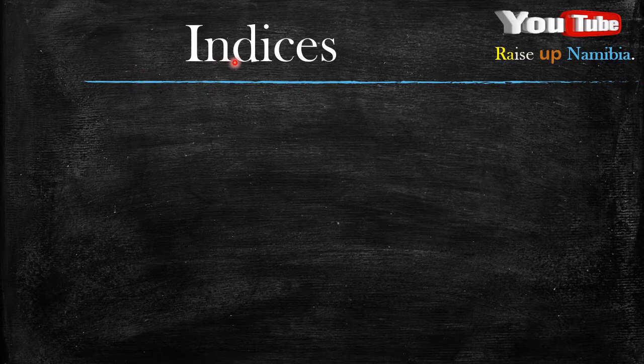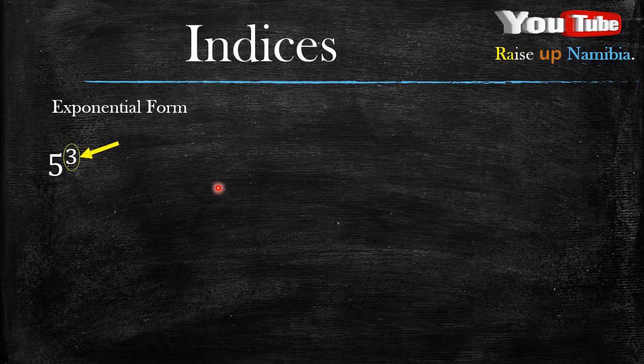Before we start with indices, I would like to point out that we'll be dealing with numbers that are in exponential form. What does it mean in exponential form? Let's rather explain this using numbers. For example, this 5 and then the small number 3 here. This means they are in exponential form. This 3 is called an exponent, or as some books will say, an index. Now the 5 is called a base, the 5, which is the bigger number.